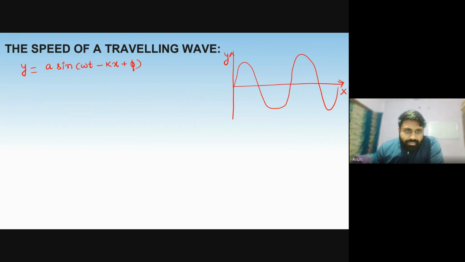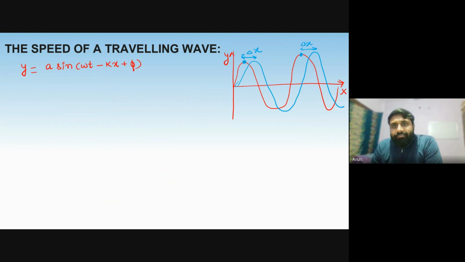Now let me say we will consider two particles here which are of the same phase. This wave has shifted somehow further, and let's say this displacement is delta x, and this is also delta x. So we will consider these two crest points which are obviously in the same phase. After traveling delta x distance, they are also in the same phase now at the new point, and the time they have taken is delta t.